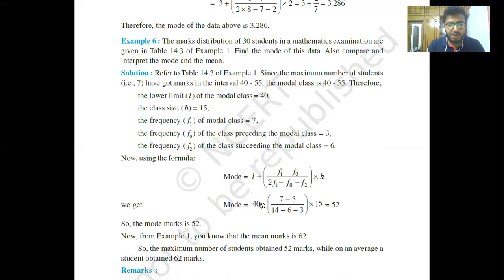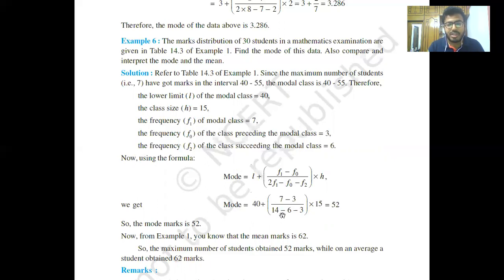So mode is equal to 40 plus, in brackets, 7 minus 3 upon 14 minus 2 into 7. 2 into 7 is 14. F0 is 3, okay, this is a mistake here. F0 is 3 and F2 is 6, so you have to write it here as 6, and into 15. Now 40 plus 7 minus 3 is 4.